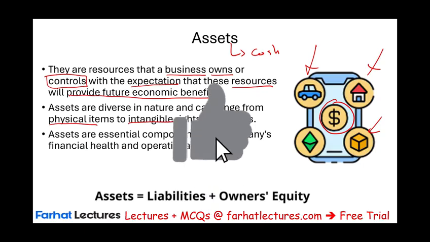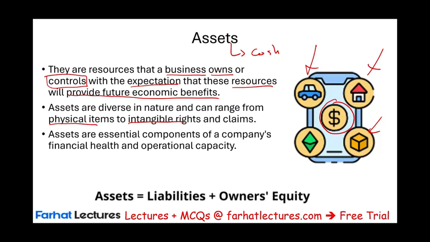So assets are essential components of the company's financial health and operational capacity. No company can operate without assets. Assets are the tools. For example, right now, I am preparing this recording. I'm using a laptop, I'm using my computer, I'm using a screen. All these are assets to my business. Why? Because they're helping me perform my job. They're helping me deliver a product to you as a customer. For example, the office where I'm sitting is also an asset for me. And we're going to look at examples of assets.